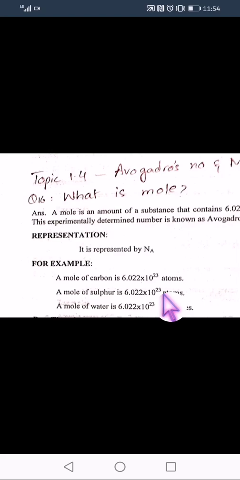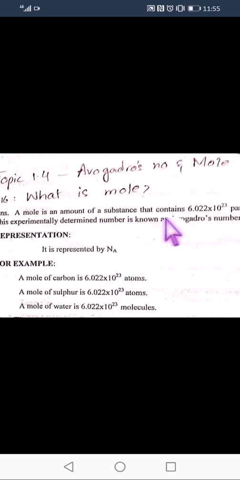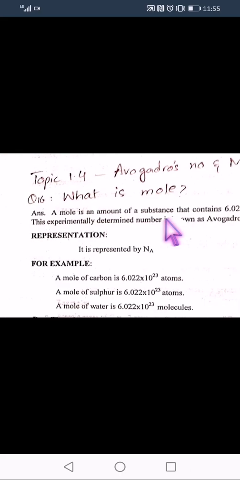In chemistry, when we want to count atoms, molecules and ions, we use the term mole. What do we use? We use the term mole to calculate the amount of a substance. So what is a mole? A mole is an amount of a substance.